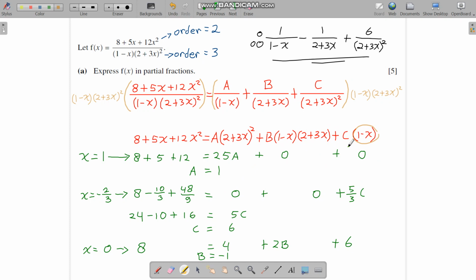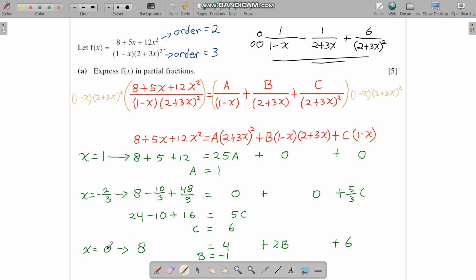And we plug in 1 minus 2 over 3, so that's 1 plus 2 over 3, 3 over 3 plus 2 over 3, 5 over 3 c, and then we multiply throughout by 3. 8 times 3 minus 10 over 3 times 3 cancel out, and if we multiply by 3, this is 48 over 3 or 16. 24 minus 10 is 14 plus 16, 30. So 30 divided by 5 is 6.